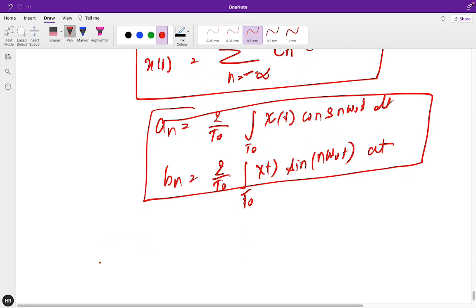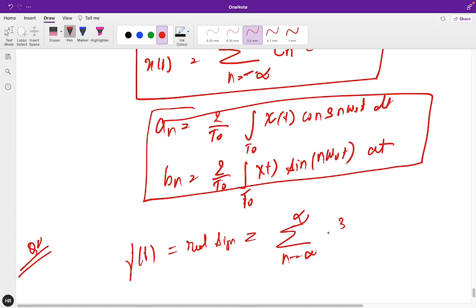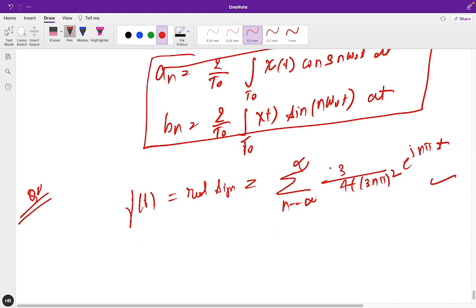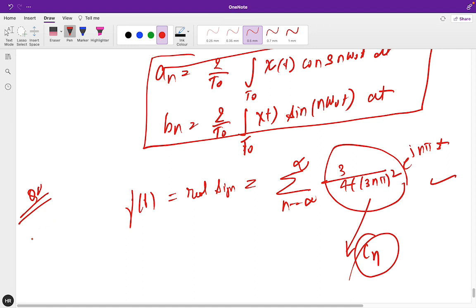Okay, now in a particular question, it's given like this: f of t signal, that is a real signal, summation n equals minus infinity to plus infinity of 3 divided by (4 plus (3 n pi) the whole square) e power j n pi t. They are given like this: 3 divided by 4 plus (3 n pi) the whole square, e power j n pi t. So this particular term is your cn value. So you know the cn value: 3 divided by 4 plus (3 n pi) the whole square.